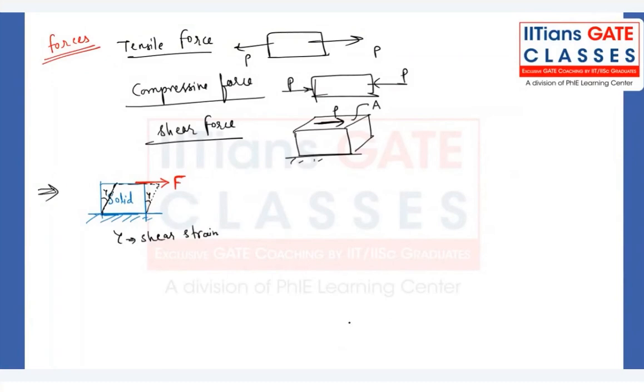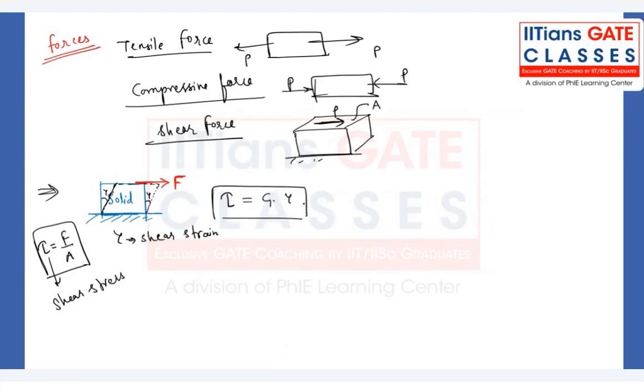Now here, my dear friend, one thing you understand: according to Hooke's law, for the shear stress or the shear force, what have we learned? We have learned that the shear stress is nothing but force divided by area. The shear stress is directly proportional to shear strain. And if I remove the proportionality, I will get one elastic constant, that is nothing but the modulus of rigidity.